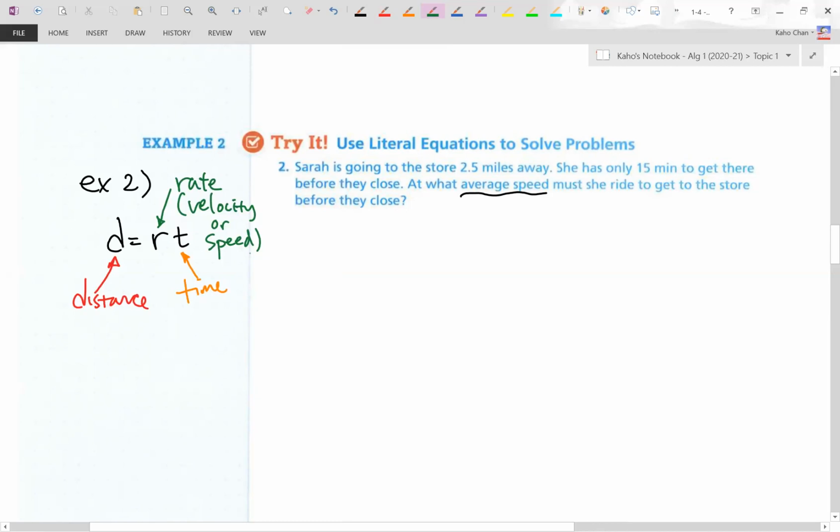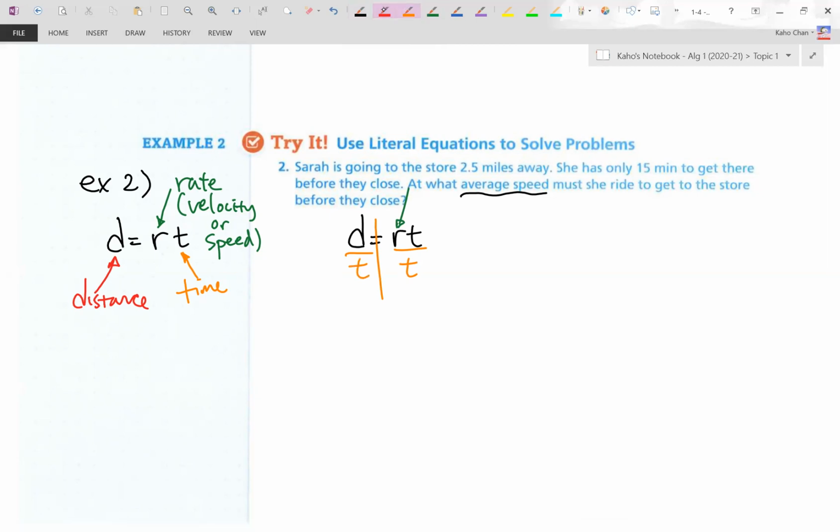All right. Let's take a look at this problem. What is the average speed? Speed is the letter R. So I'm going to take the formula D equals RT and rearrange the furniture. I want to isolate R by moving T to the other side. I'm going to go ahead and divide by T to the other side. When I do that, I'm left with R equals D over T.